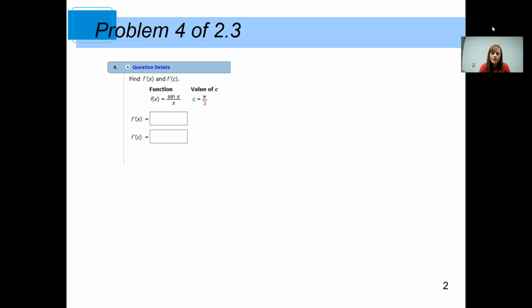We are looking at section 2.3, starting with problem 4 from the 2.3 WebAssign homework. In this problem, we're asked to find f prime of x and f prime of c. The context of this section comes with some trig derivatives, and there's really two main trig derivatives that you'll want to commit to memory.